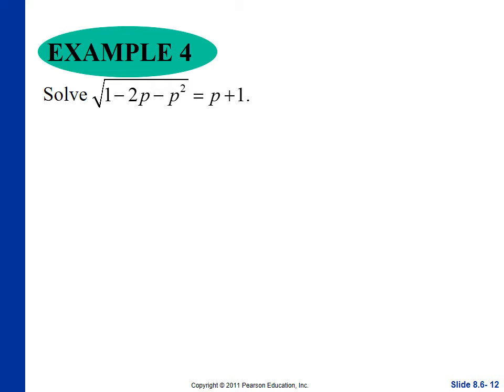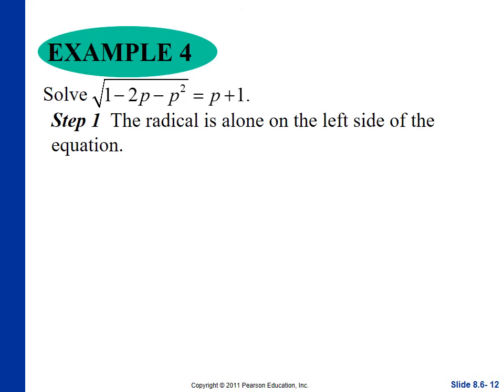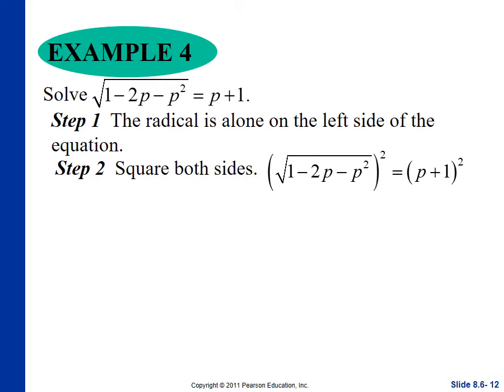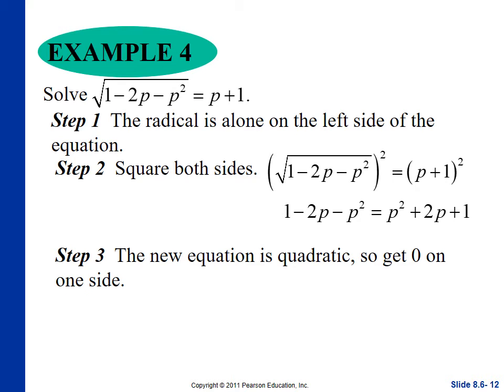Okay, over here we have the square root of 1 minus 2p minus p squared equals p plus 1. So again, the radical is alone on the left side already. So we can just go ahead and square both sides. And we're going to end up with 1 minus 2p minus p squared equals p squared plus 2p plus 1. So it's a quadratic, so we get 0 on one side, so we're going to add p squared and 2p to each side, and then subtract 1. We end up with 0 equals 2p squared plus 4p.